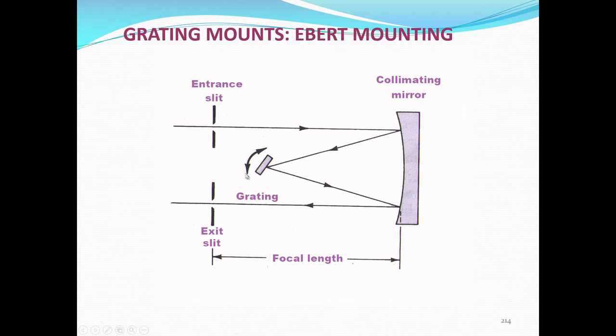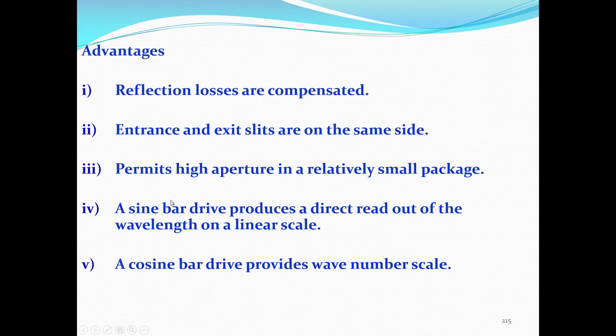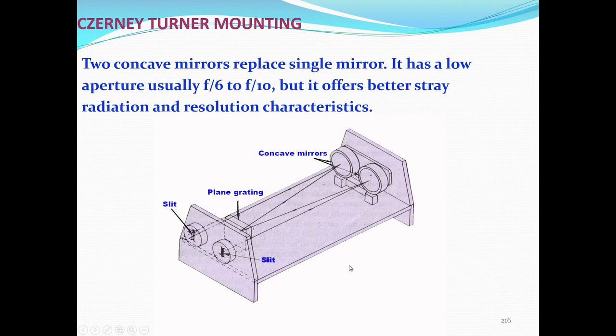Okay. This grating is rotated using hand operation or automatic operation. So the sine bar drive produces a direct readout of the wavelength. If I am rotating mechanically, I can attach a wavelength scale as well. Okay, that is how the wavelength scale is made, and it is a linear scale. A cosine bar drive provides a wave number scale, that is the inverse of that.